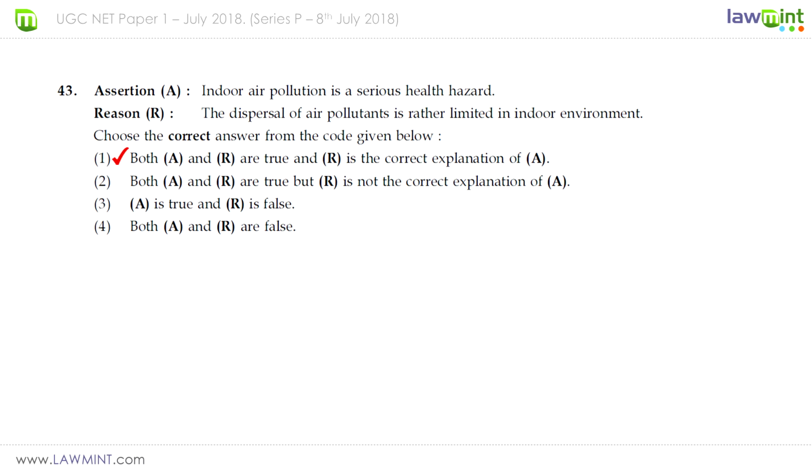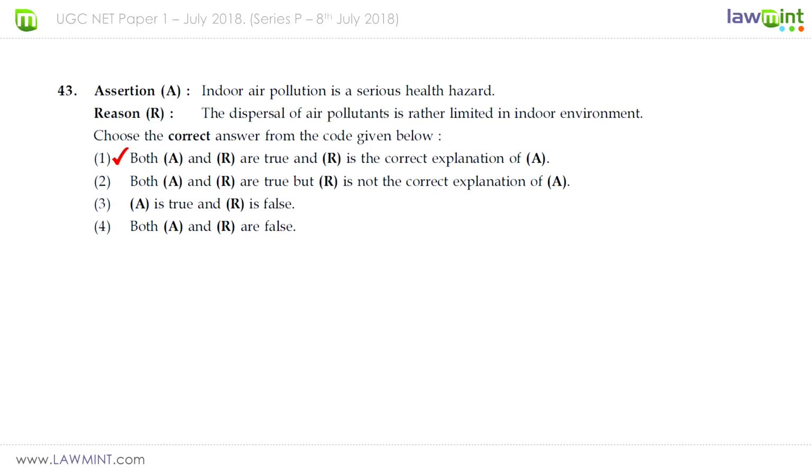For question number 43, we have been given an assertion and a reason and asked to identify whether the assertion is true and whether the reason R is the correct explanation for the assertion A. Indoor air pollution is a serious health hazard. This is a true statement. For example, the rubber gum or the glue that is used in the manufacture of furniture can release a lot of harmful toxins over a period of time. Similarly, the paint that is used to coat our walls can release harmful toxins when it is new.